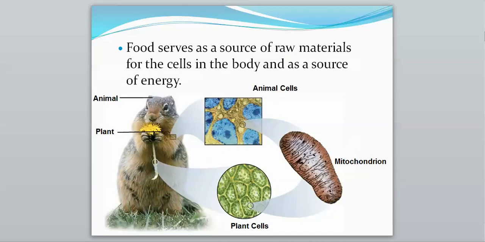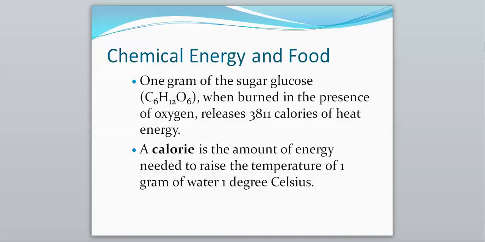So to start off, food serves as the source of raw materials for the cells in the body and as a source of energy. I think we all know that if we don't eat, we get tired. I think I've seen that in plenty of you in class. Breaking food down on a molecular level, 1 gram of the sugar glucose, when burned in the presence of oxygen, releases 3,811 calories of heat energy.